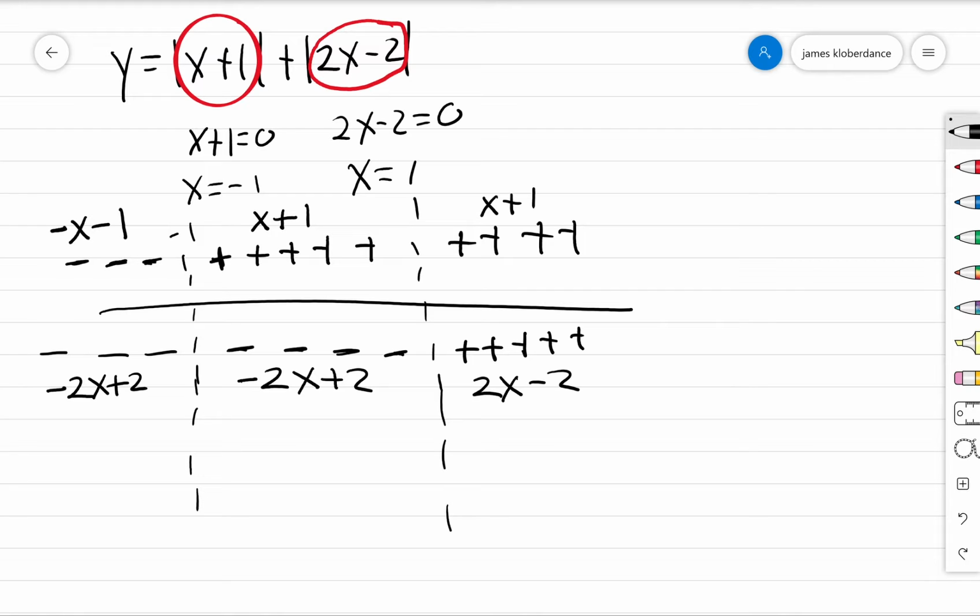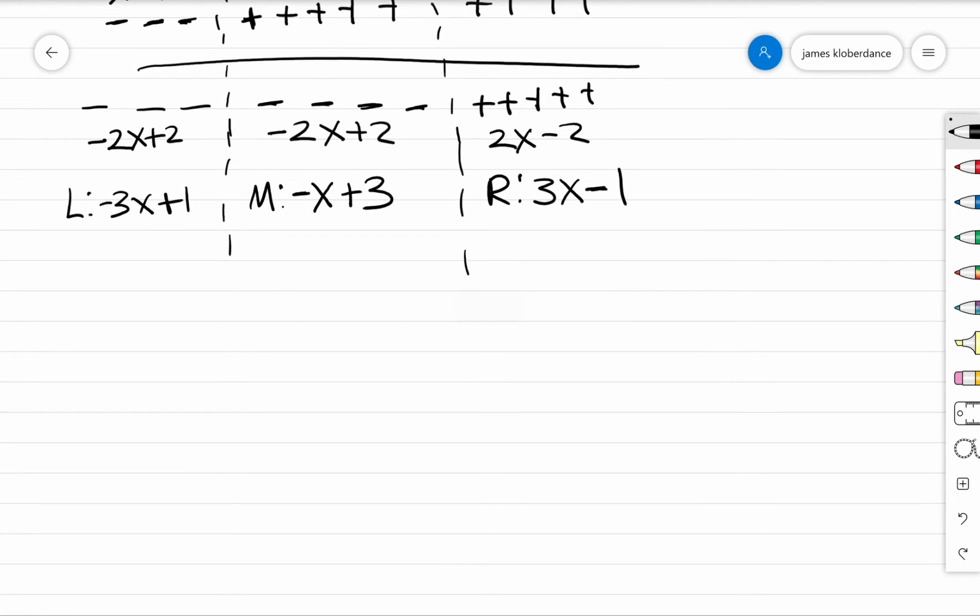Okay, so there are 3 regions here. There's going to be a left region, a middle region, and a right region. So the left region is just the sum of these two guys. So -x and -2x, that's -3x. -1 and +2 is just +1. In the middle region, x plus -2x is -x. 1 plus 2 is 3. And in the far right region, x plus 2x is 3x. 1 plus -2 is -1. Okay, so these are the guys that need to be graphed now, and that's what we'll do now.